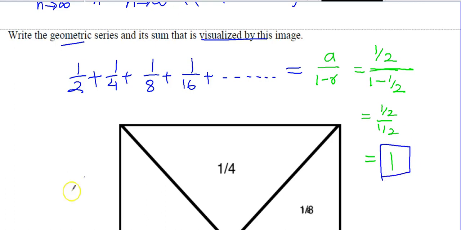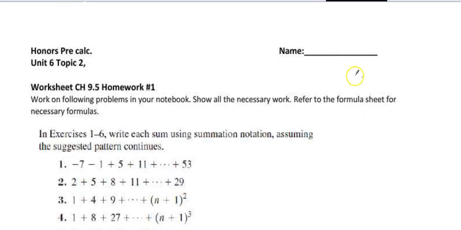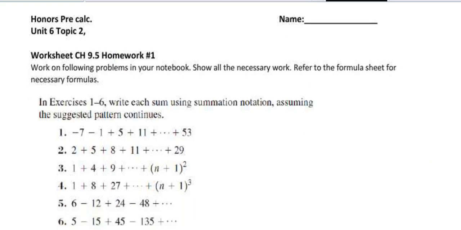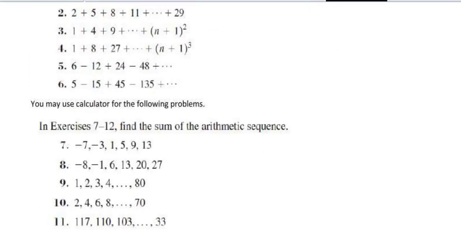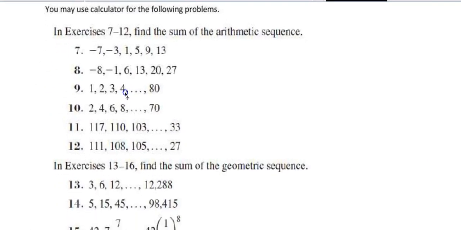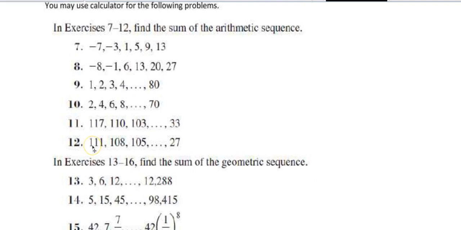So tonight's homework is you are going to work on homework number 1, the 9.5 worksheet. Remember, you have already written all this sigma notation. You are going to work on the rest of this problem set here. Problems 7 through 12 are arithmetic sequences. The formula is given in the formula sheet.